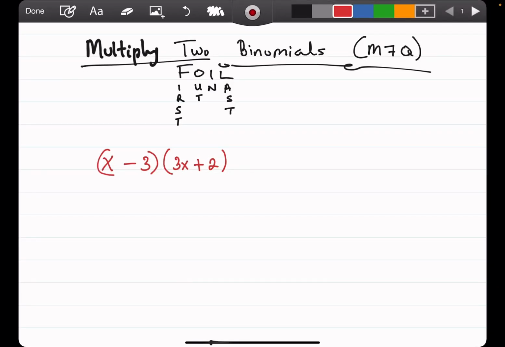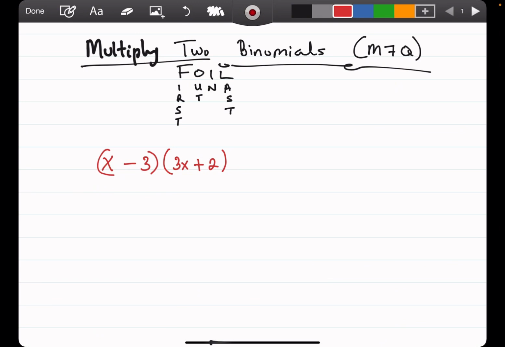Let's quickly do a quick review for this. So I need everyone's attention. We're going to be doing what we call what? Multiplying two binomials. And the method to do this is what we call what?